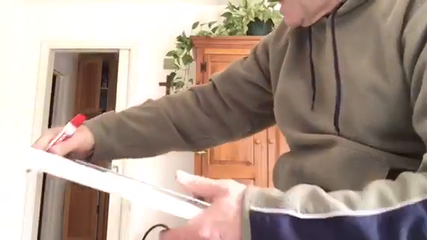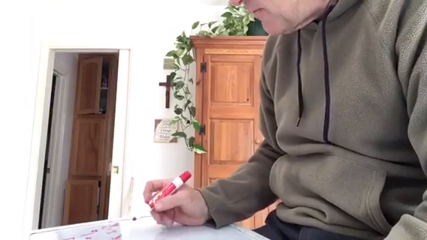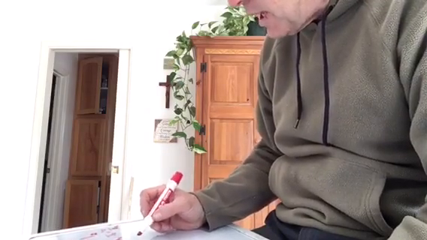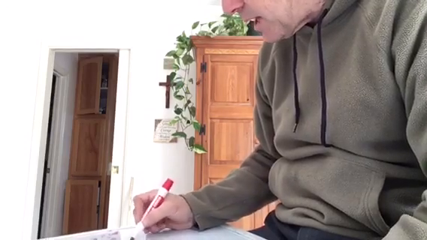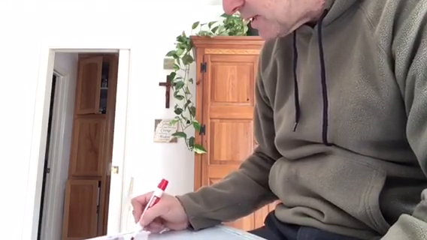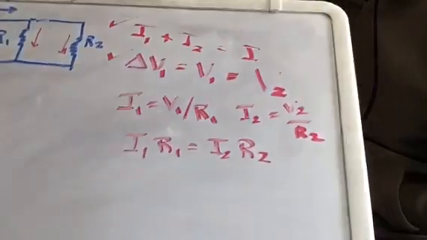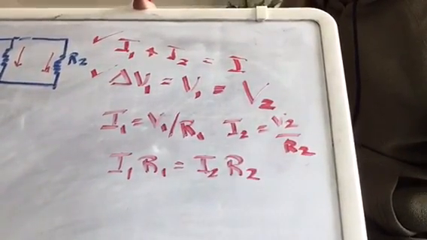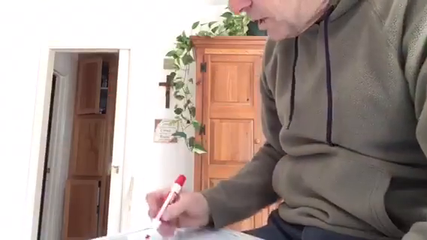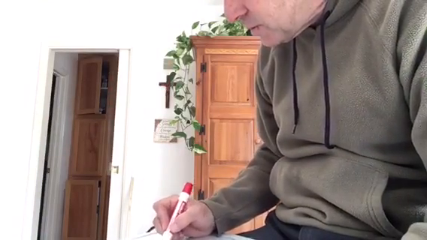Since we know the voltages are the same, we can say that V1 is equal to V2, and so we can say that I1 R1 is equal to I2 R2. That has to be true for a current splitter. I1 R1 is equal to I2 R2. Then we can get a useful relationship if we solve that for I2.